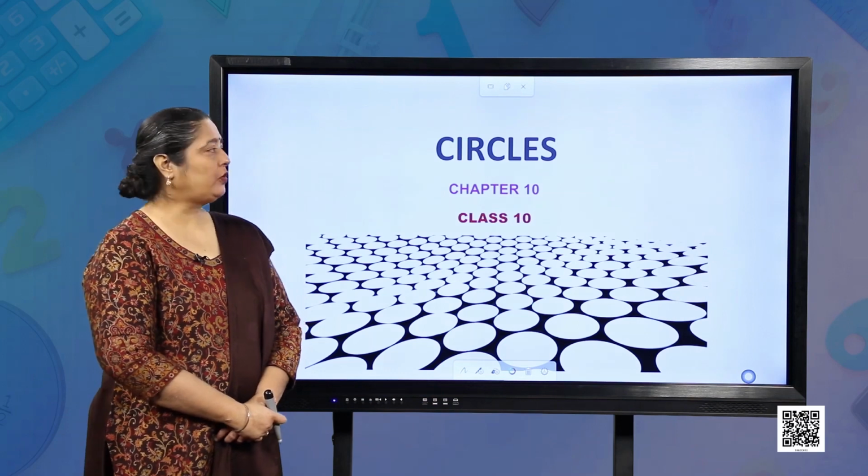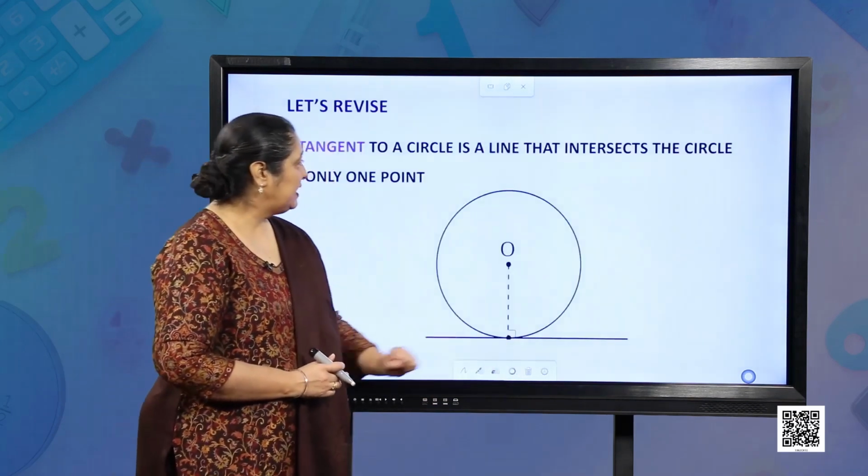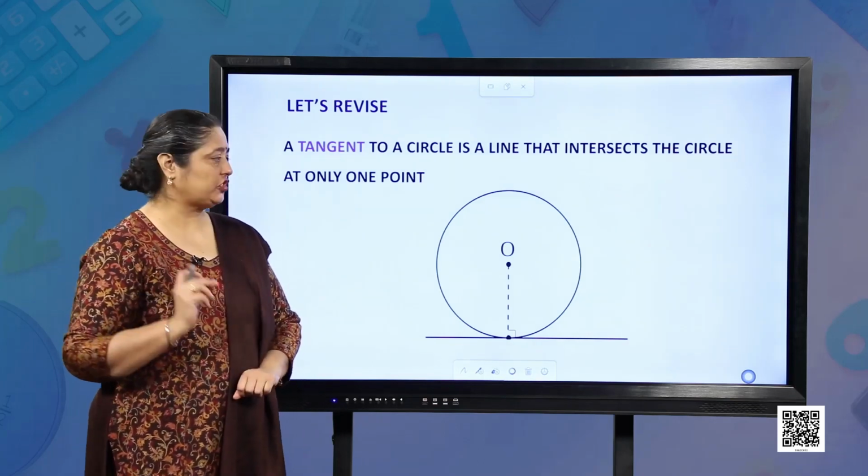Hello students, we are going to continue with our chapter circles. Let us revise our concepts which we had studied in our earlier session.